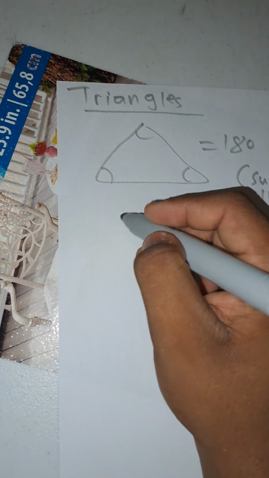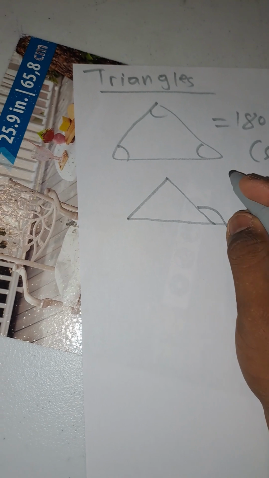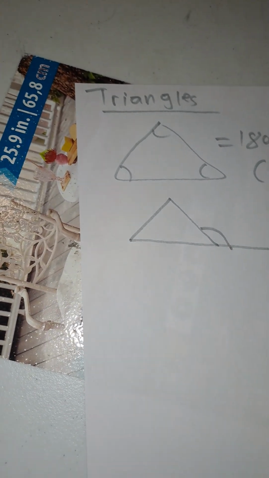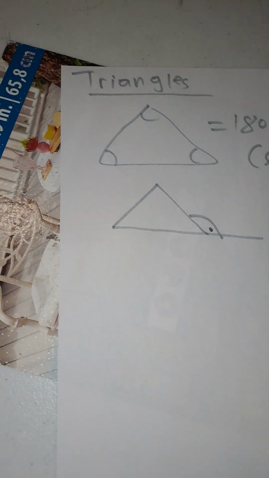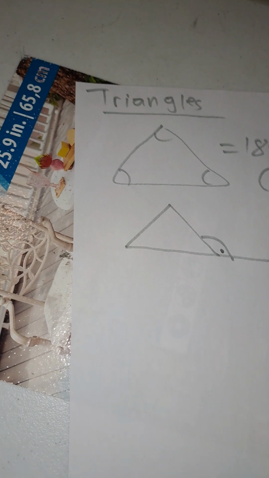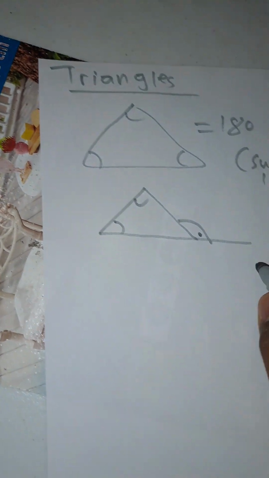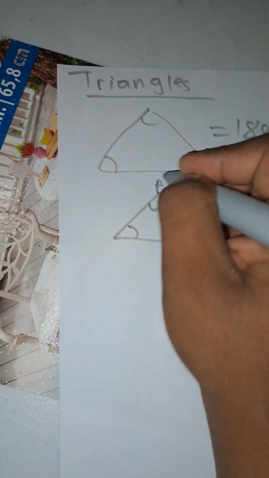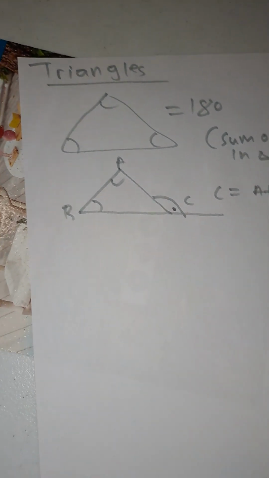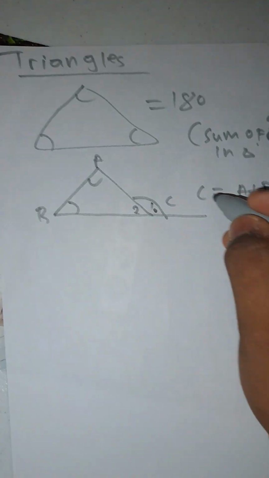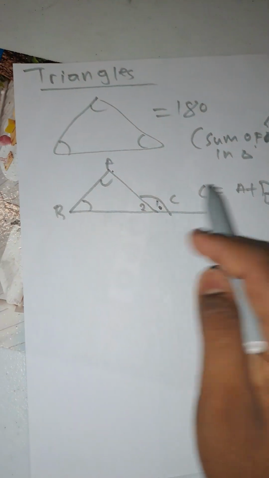And then now check this one. They love this one because it confuses most of the people. So I'm going to say this one, the exterior angle of a triangle, which is this one, is equal to the sum of the interior opposite angles. So this one is equal to this one plus this one. So let me just say C, then A, and then B. So C is equal to A plus B. So let me just say C1 and C2. So C1 is equal to angle A plus B. Please be careful with this one.